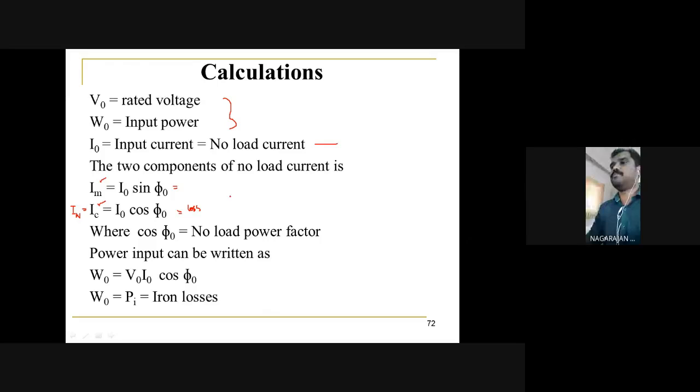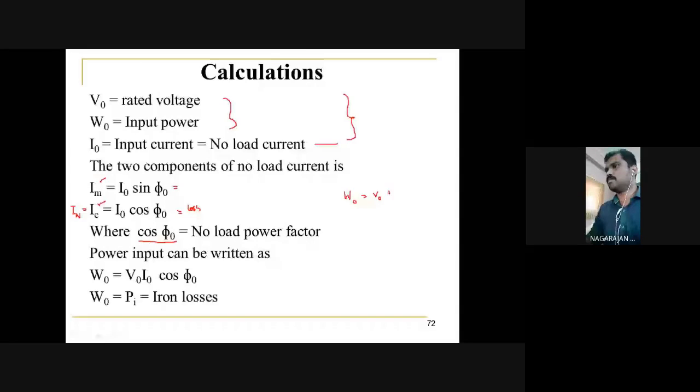From these three data, I can identify the no load power factor of the transformer. How can I identify it? The wattmeter reading is given as V naught, I naught, cos phi naught.